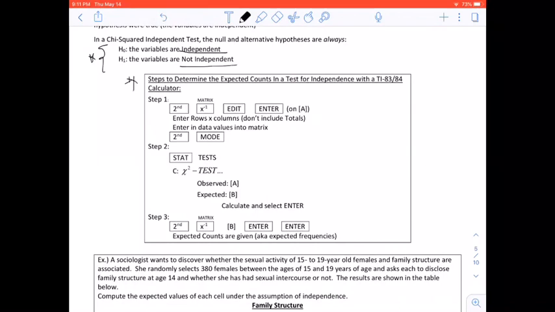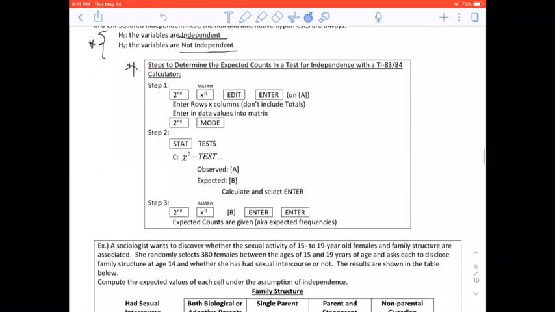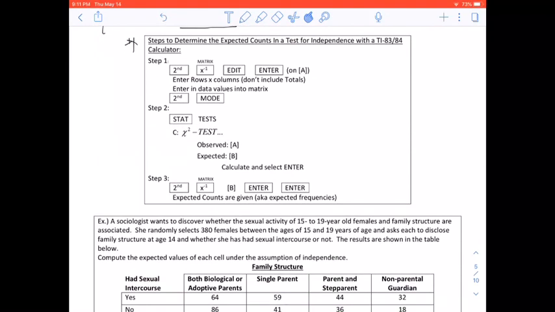So, steps for determining the expected counts in the test for independence with the TI-83/84 calculator. This is set up way differently than any of the testing that we've been using so far. The first thing is we need to use a matrix, and a matrix is almost like an Excel spreadsheet. It organizes variables into rows and columns.